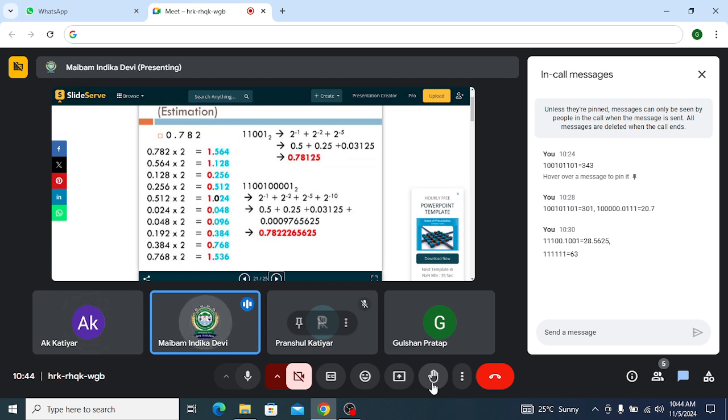suppose you are given a question like this, 0.782 decimal, and you want to convert it into binary. Sometimes the question may appear such that the calculation process is very lengthy, or recurring. I hope you understand the word recurring, right? It's a never ending one. Never ending means it never reaches zero. If you calculate a number like this, it never reaches zero, so it will keep on carrying on and on.